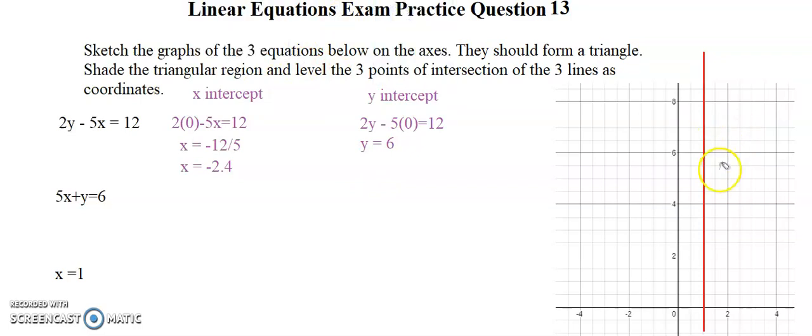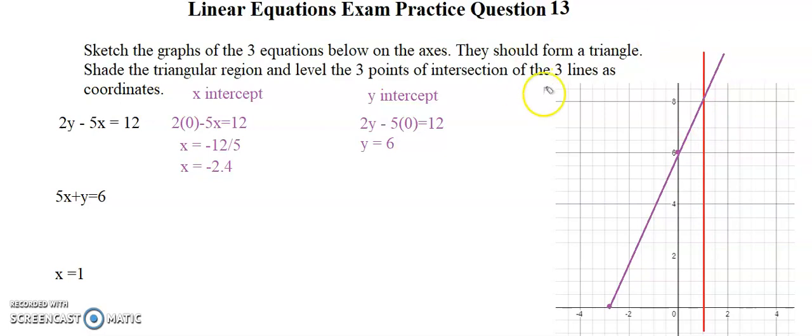So the first one I'm going to do is y is 6. That's one intercept. The next one is x is negative 2.4. So that means it would be roughly here. And now I am able to draw my line. Okay. Let's continue.